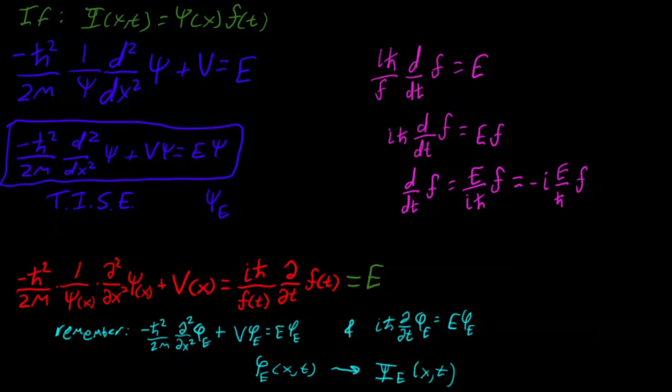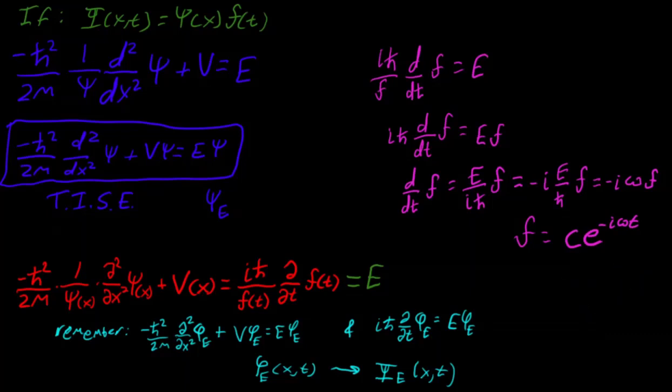Which is, of course, E over h bar, we know, is omega, because of the de Broglie relation. So this is minus i omega f. And this equation can be solved. f equals some constant times e to the minus i omega t. And actually, sometimes people will write this as c e to the minus i E t over h bar. But I personally prefer to write it with minus i omega t.